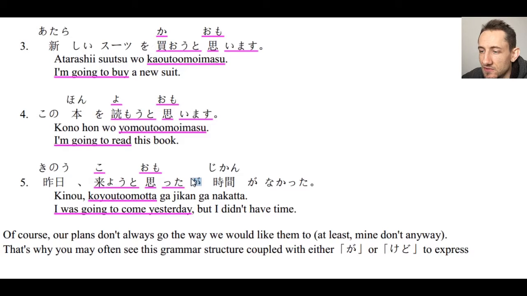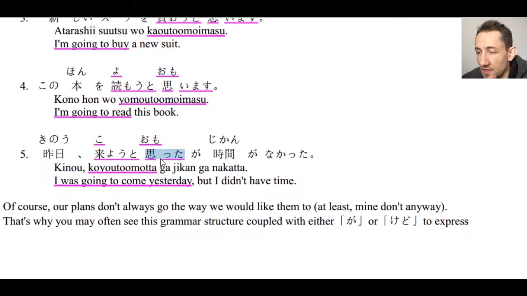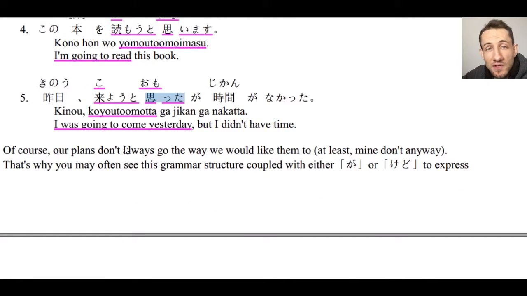And we're going to look at this use of ga, that's to kind of mean but, a little later in this chapter. But just kind of focus on this part. 来ようと思った. So here we have omou conjugated to the past tense. 来ようと思った. Thought, or I was planning on coming. I was going to come. Okay, so of course, our plans don't always work out the way we'd like them to. So that's why we might see ga or kedo in some sentences, right? I was planning to come, but I didn't have time.